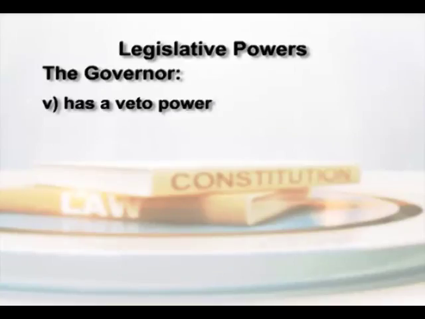Fifthly, the governor of the state has a veto power. Now, what is a veto power? We all know that the bills that are passed in the state legislature require the assent of the governor. So, all the bills of the state legislature are subject to the governor's assent. He may give his assent, he may withhold it, or he may return it back to the assembly for reconsideration. But this is only in case of a non-money bill.